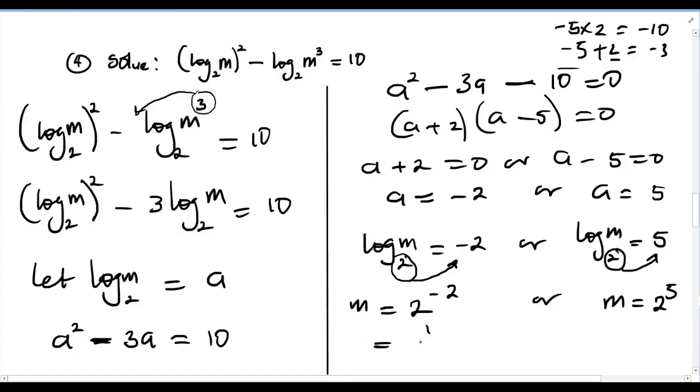2 to the power of minus 2 is the same thing as 1 over 2 raised to the power of 2, which is equal to 1 over 4. Now 2 to the power of 5 means 2 times 2 times 2 times 2 times 2 in 5 places, which gives you m as 32. So this is how to solve this question.